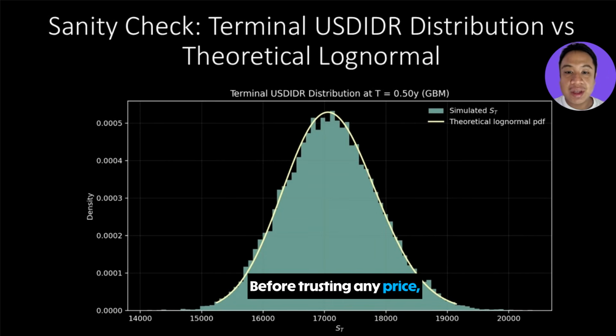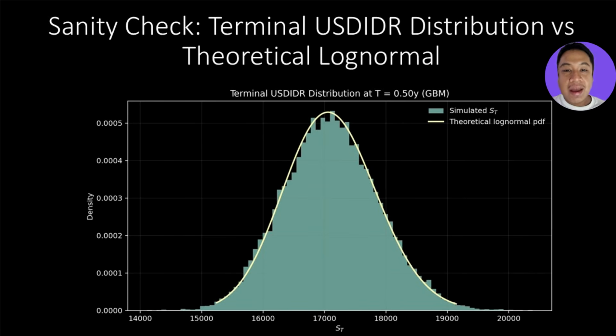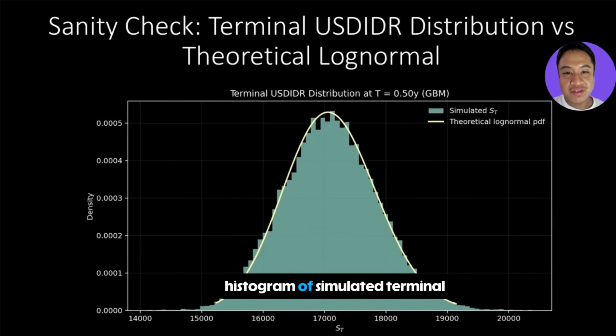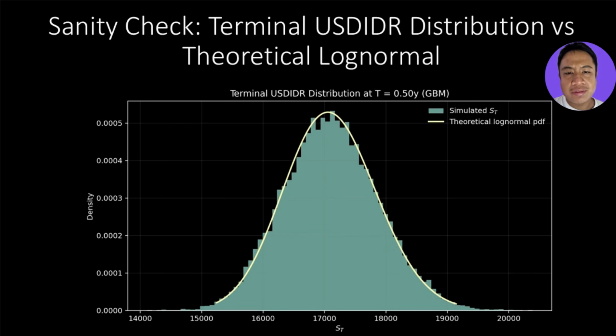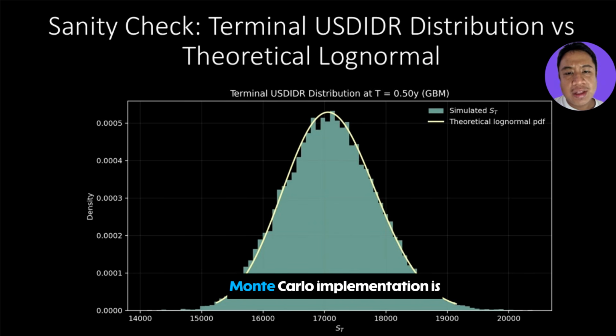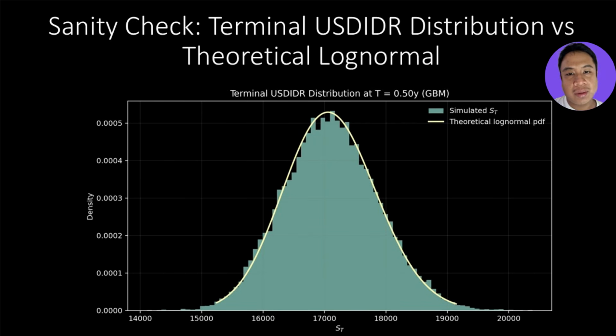Before trusting any price, we need a sanity check. Here we overlay the histogram of simulated terminal USDIDR at 6 months and the theoretical log normal distribution implied by our GBM parameters. You can see the 2 curves line up nicely. That tells us the Monte Carlo implementation is consistent with the analytical GBM model, and our sampling is rich enough. 20,000 paths is doing a good job. Once this check is passed, we can safely plug in any exotic payoff we like.